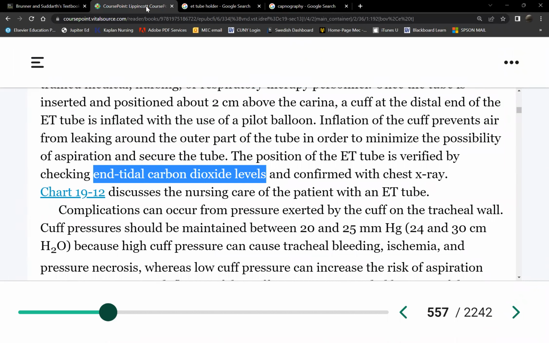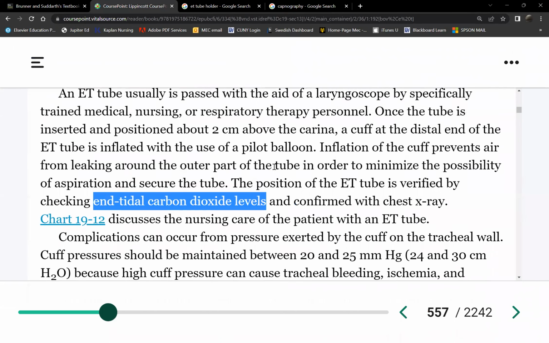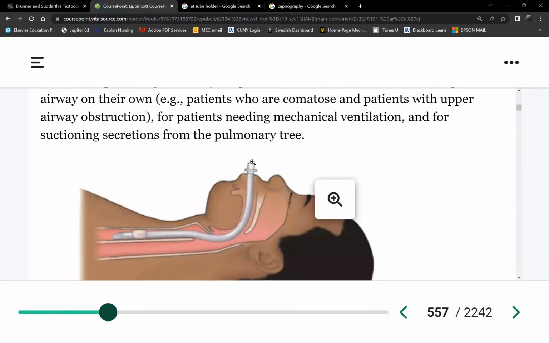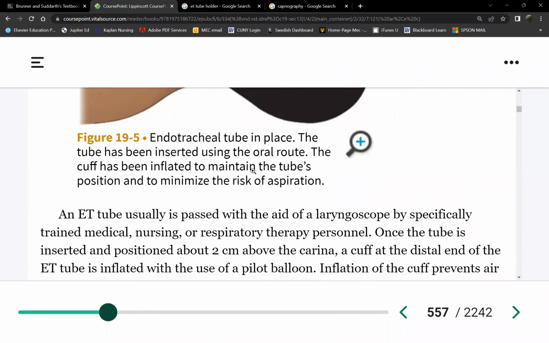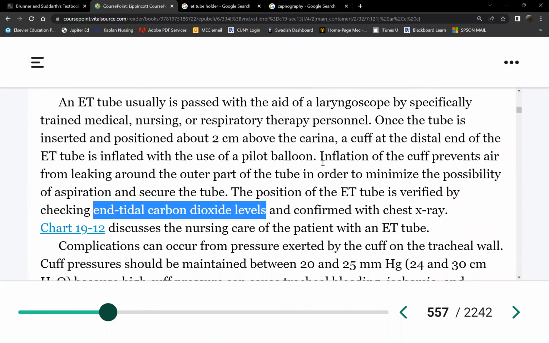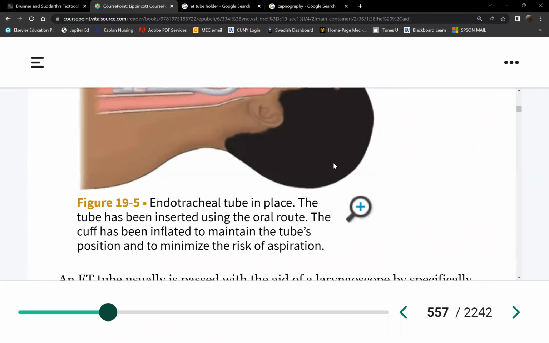It will detect carbon dioxide levels. We put the sensor right here at the tip of the endotracheal tube, and depending on the machine, some will give you numbers, let's say 35 to 45, or it will give you a color. The color will change as it detects CO2 levels. What is the normal end-tidal CO2 level? 35 to 45. As long as it's normal or high, then we know where the tube is. Is it in the trachea or in the esophagus? It's in the trachea.